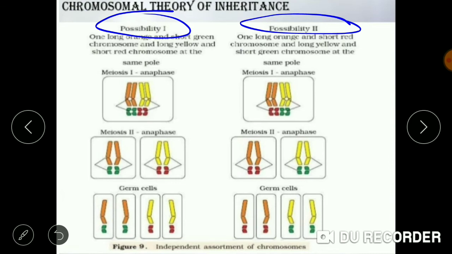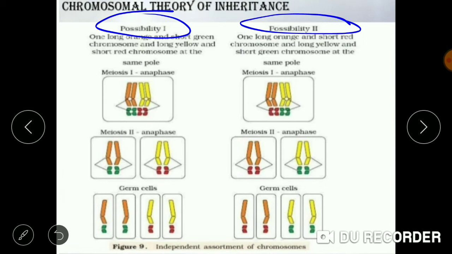They have taken one long and short green chromosome, and they have taken the long yellow and short red chromosome at the same pole. Now in possibility 2, they have taken one long orange and short red chromosome, and they have taken the long yellow and short green chromosome at the same pole.